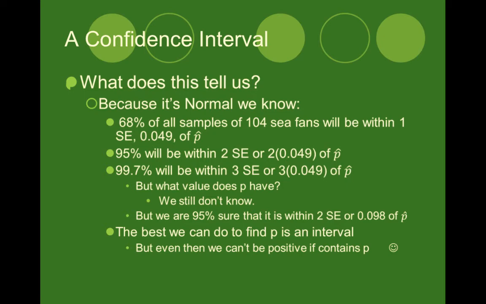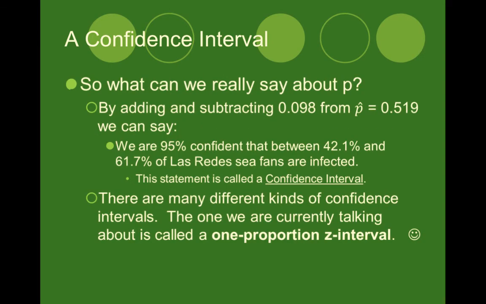However, using our 68, 95, 99.7 rule, using the 95, because that makes us pretty confident, we can be 95% sure that it is within 2 standard errors, or 0.098, because I multiplied 2 times 0.049, of our sample proportion. So the best thing that we can do to find the population proportion P is to find an interval. Even then, we're not 100% sure that that interval will actually contain our population proportion, but we can be confident enough. So then what can we really say about P?